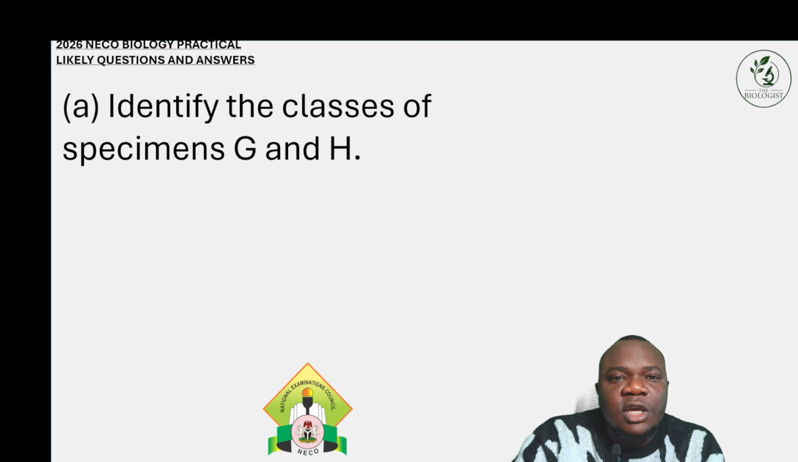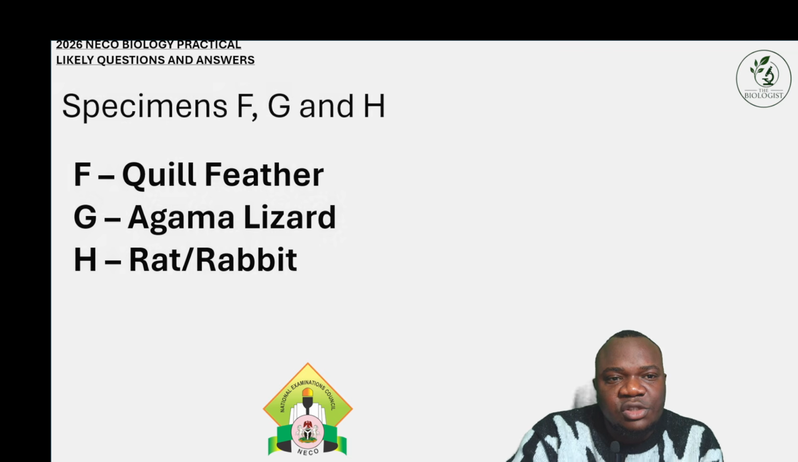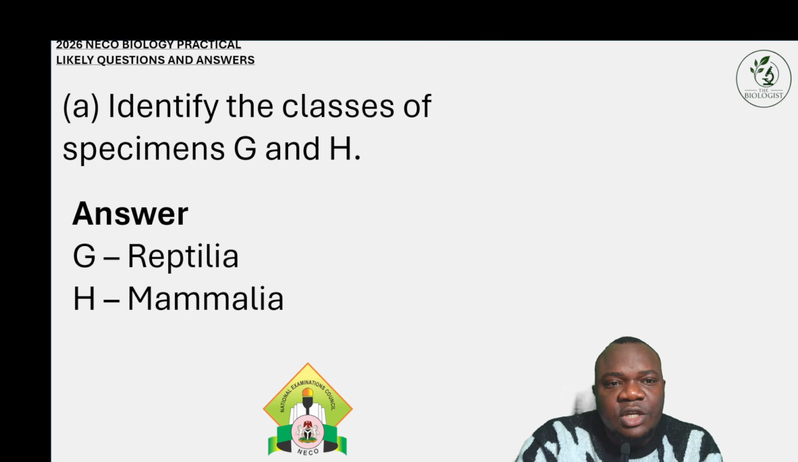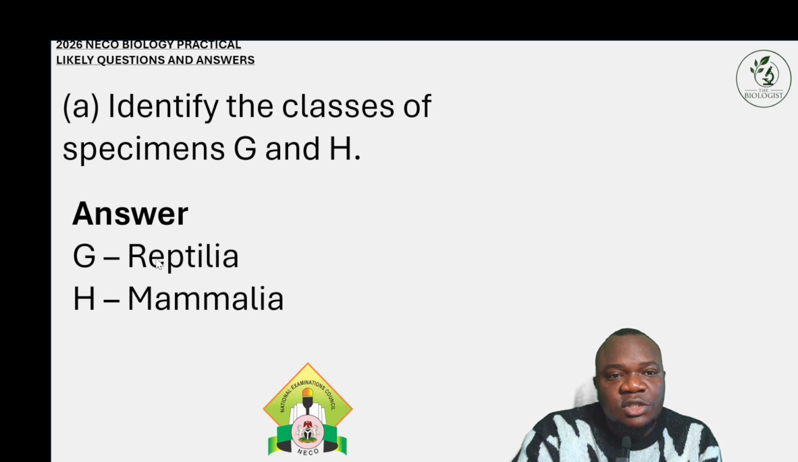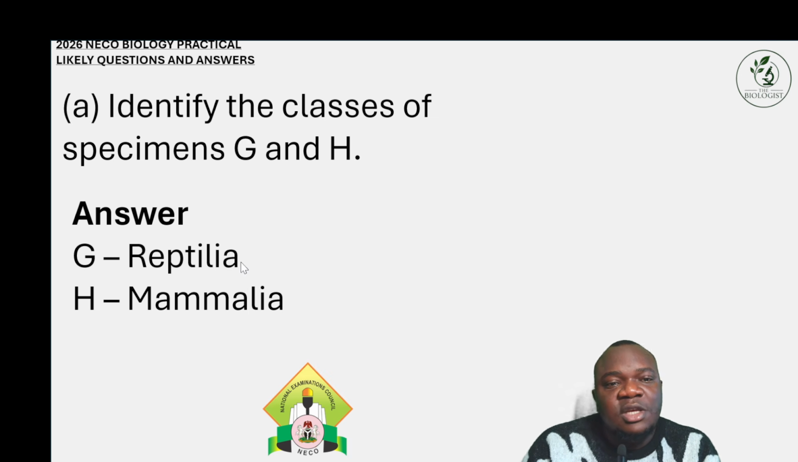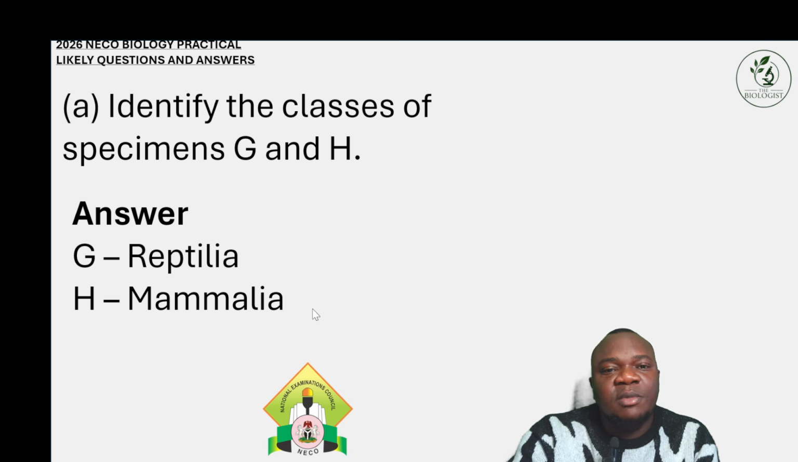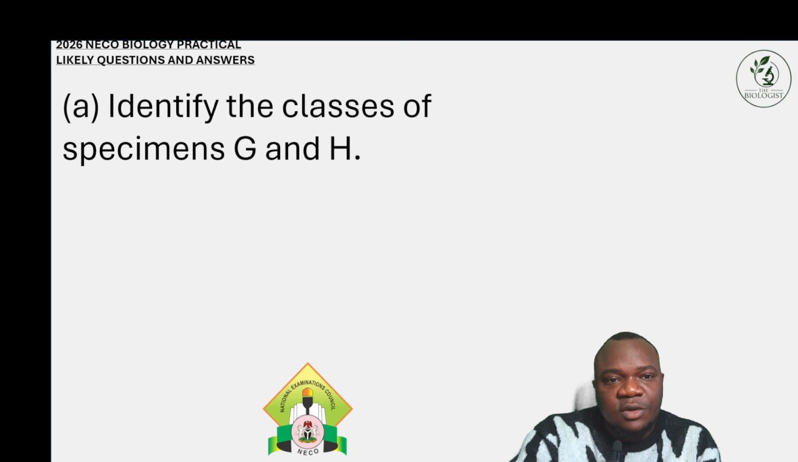So for the class, it's very important for you to know the class of G and H. G is Reptilia because they are reptiles, and H is Mammalia. They give birth to their young ones alive. Okay. So reptiles, your lizard, your wall gecko, they're all reptiles. Then for H, the rat and rabbits are very good examples of Mammalia.